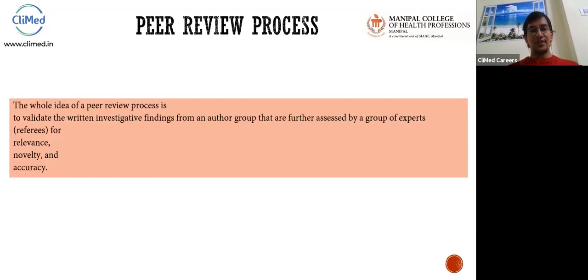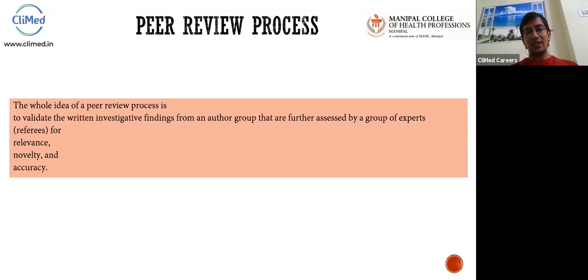What is the peer review process? The whole idea of a peer review process is to validate, as I was telling, the written investigative findings from an author group. If some author or group of authors have written something, it is validated by a group of experts or referees. For what? For relevance, novelty and accuracy.